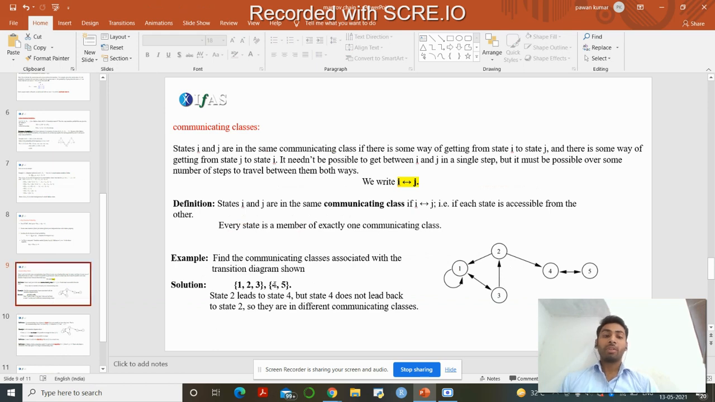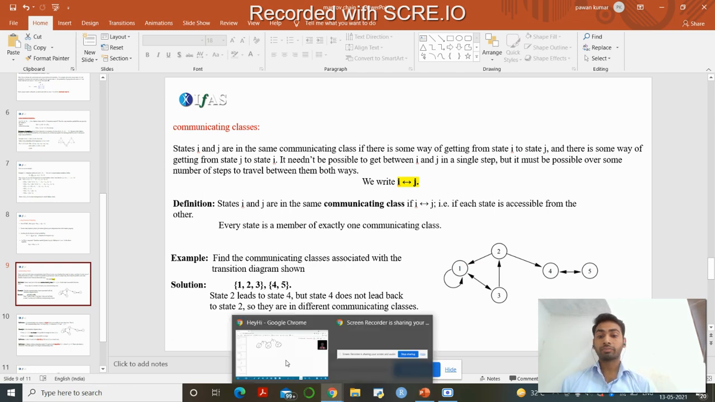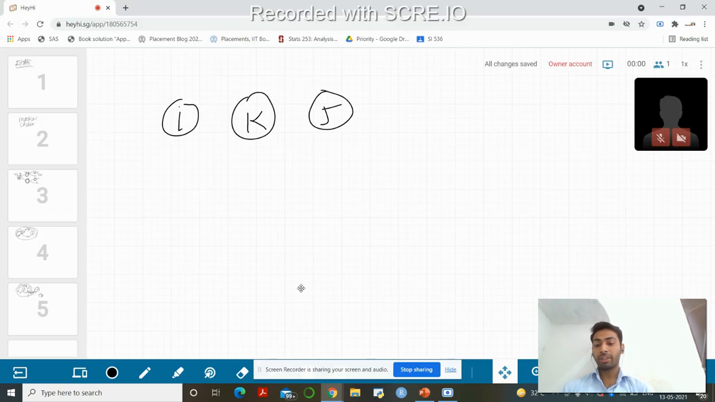Now I introduce communicating classes. What is communicating? If I have state spaces i and j in some communicating class, there is some way of getting from state i to j, and there is some way of getting from state j to state i also. What I am saying is that I have state i and I have state j.